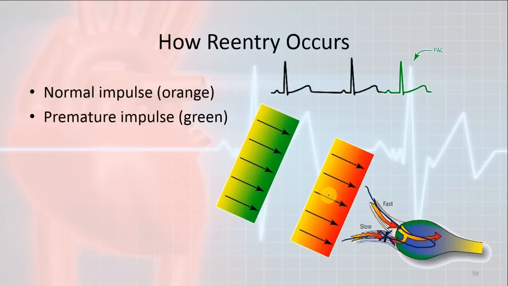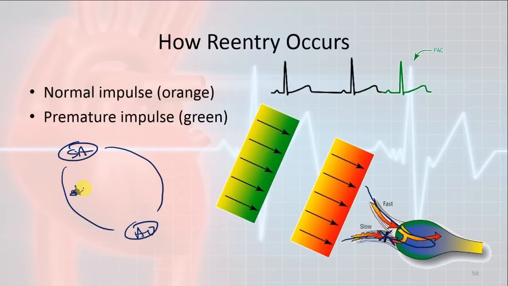But something occurs that throws this system out of sequence. There's your SA node, there's your AV node, here's your tracks, okay? We're going to pretend for a second that right here is a premature atrial complex. So when the normal impulse comes down and performs this procedure right here, the PAC is actually following along the slow track, making its way down to the AV node.